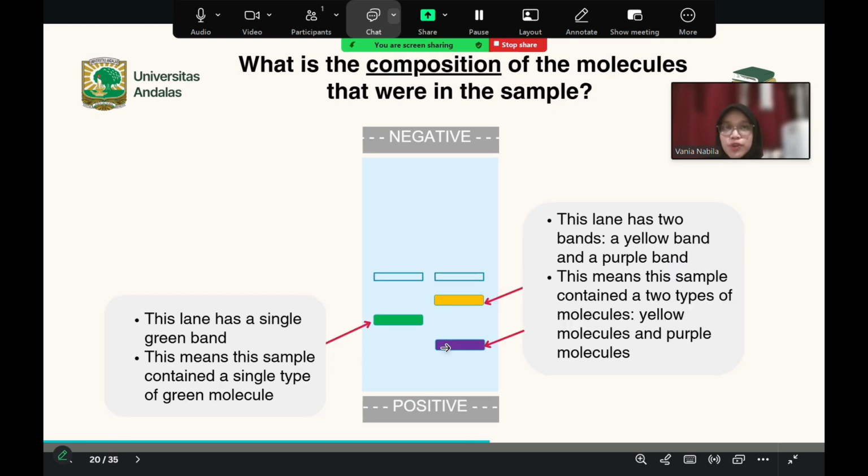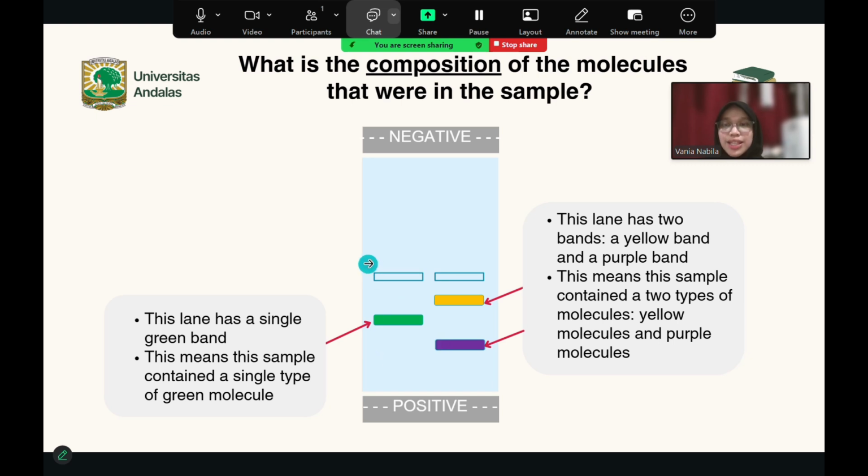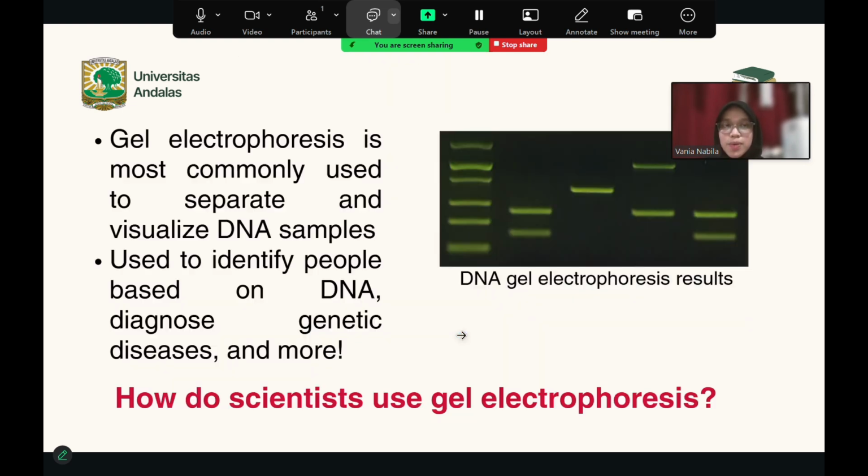And what is the composition of the molecules that were in the sample? This lane has a single green band, which means the sample contains a single type of molecule, while this lane has two bands, which means the sample contains two types of molecules.